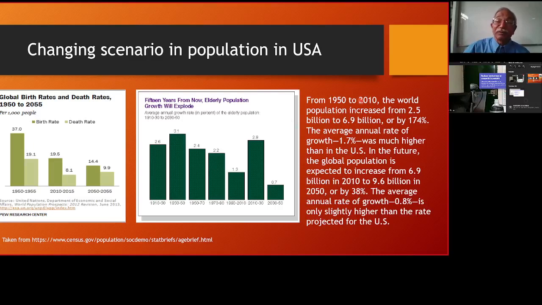So from 1950 to 2010, the world population increased from 2.5 billion to 6.9 billion. Now it has crossed 7 billion, or 174%. You can imagine how the resources are exploited, because it is a 174% increase. The average annual rate of growth is 1.7%, which is much higher than the US. And global population is expected to be 9.6 billion by 2050. It will be such a big population that Earth will have a problem feeding these people. That is where the challenge is coming up, and people are worried about this global population.